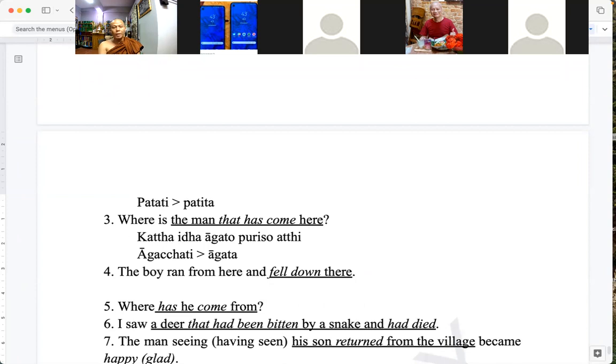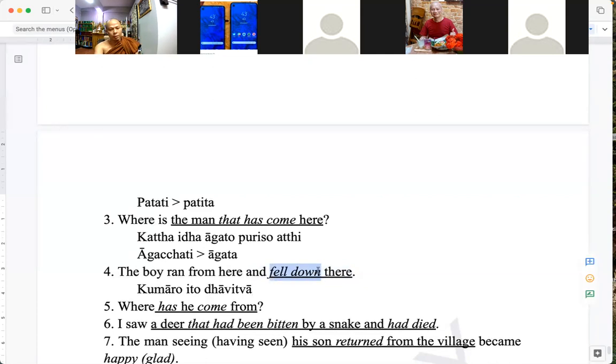Now, number 4: the boy ran from here and fell down. Okay, the boy means kumara, the subject, so kumaro. And then ran from here. Ran means dhavi as a verb form. But from here, so ito. Okay. So as a simple sentence, kumaro ito dhavi. But it is followed by another action, he fell down. So that is why dhavi should be a gerund form. So ito dhavitva.